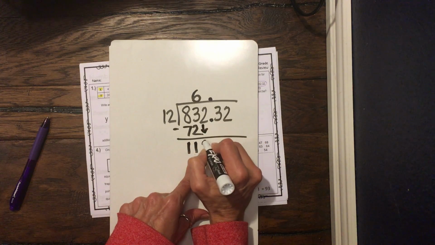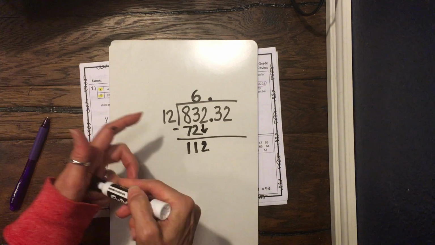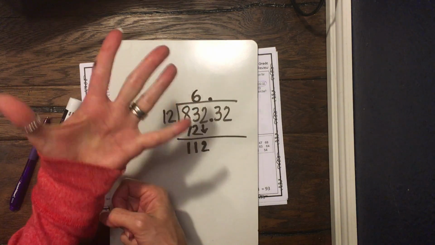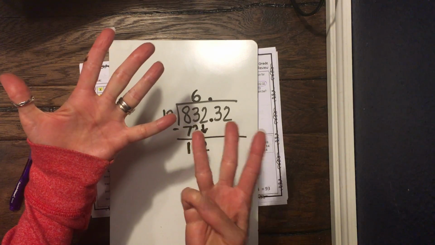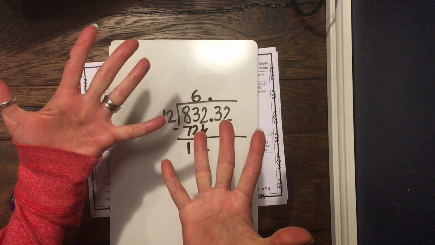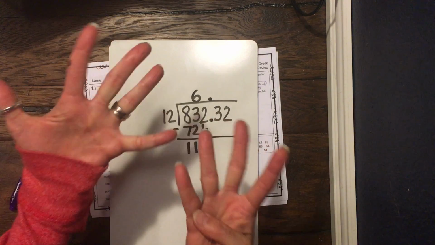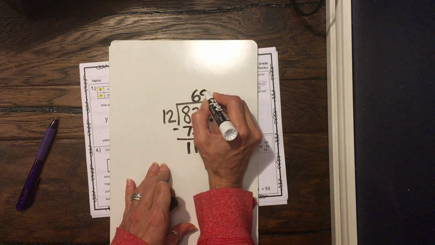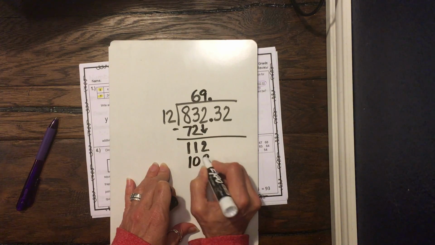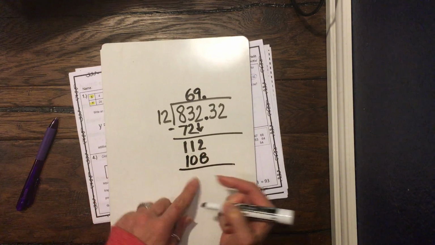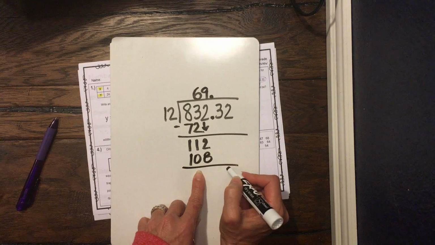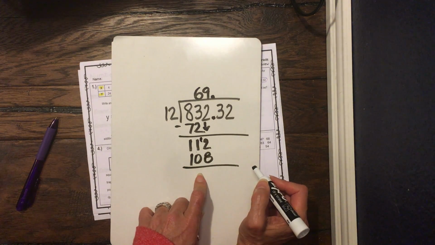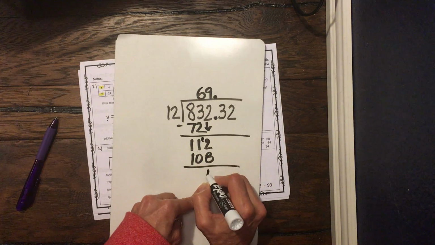We bring down our 2, and now we're doing our 12s to 112. 12, 24, 36, 48, 60, 72, 84, 96, 108, 120. Well, 120 is too much, so it's going to be 9, and it's going to be 108. So we're going to put our 9. We're going to write 108. 11 minus 10 is 1, but does our friend need help? Yes, so we're going to put a 0 or nothing. We're going to give that 1 to our friend. 12 minus 8 is 4.